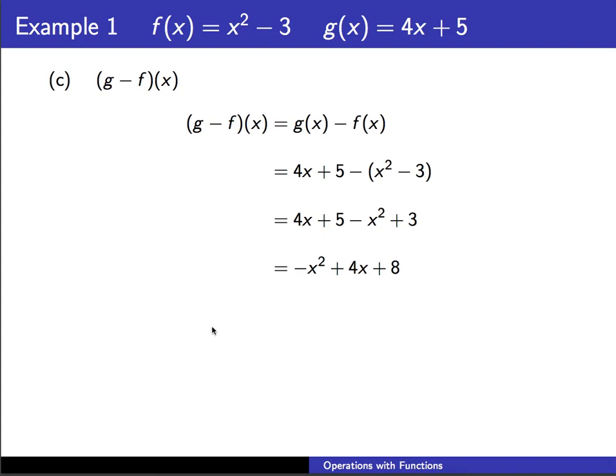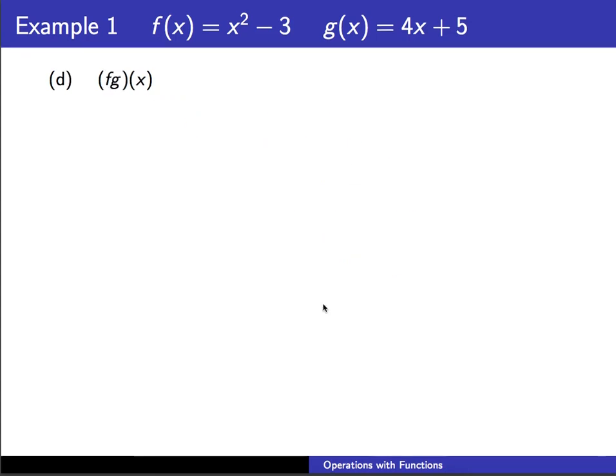So just like when we switch the order of subtracting two numbers, we change the sign of the output. Same thing with functions as well. So for instance, 7 minus 5 is 2, but if we switch it and do 5 minus 7, we get negative 2. So the exact same rule applies to functions.